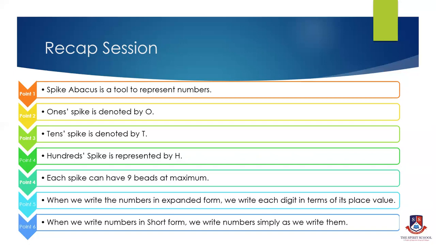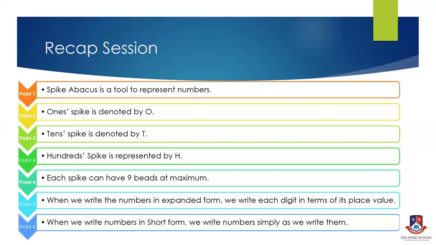Now let us reinforce this idea that each spike can only have 9 beads at the maximum. Why do we have only 9 beads at the maximum? Because 10 ones form 1 ten. So whenever we are having 10 ones, that would form 1 tens. Likewise, when we are having 9 plus 1, 10 tens, that forms 100s. So any of the spikes can have 9 beads at the maximum. It couldn't have any beads more than 9.